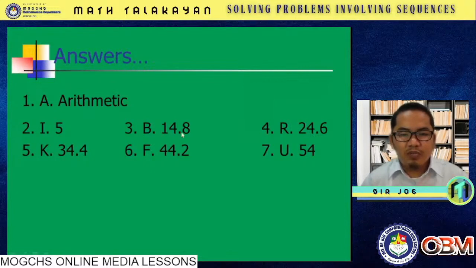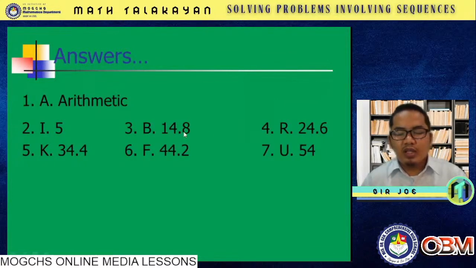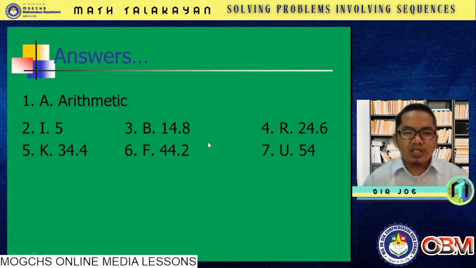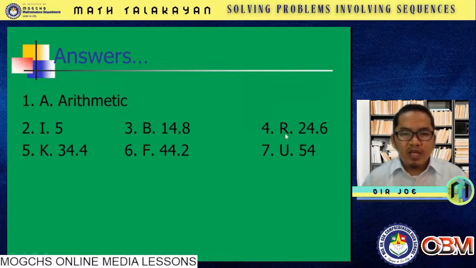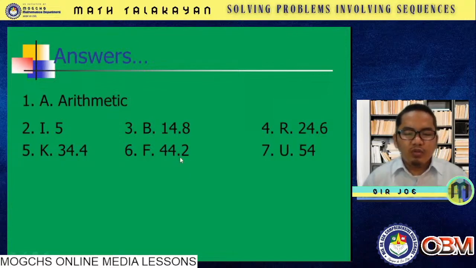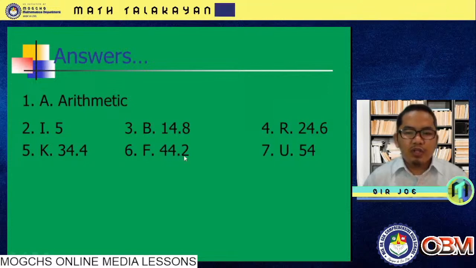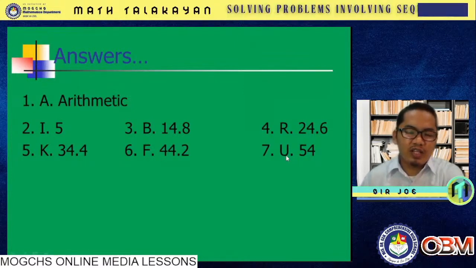Number 3, our second term is 14.8, since 5 plus 9.8 is 14.8. The third term is 14.8 plus 9.8 is 24.6, which is R. The fourth term is 24.6 plus 9.8 is equal to 34.4. Next, 34.4 plus 9.8 is equal to 44.2, our fifth term. And for our sixth term, it's 44.2 plus 9.8 is equal to 54. This is U. Very good. You got it all right here.